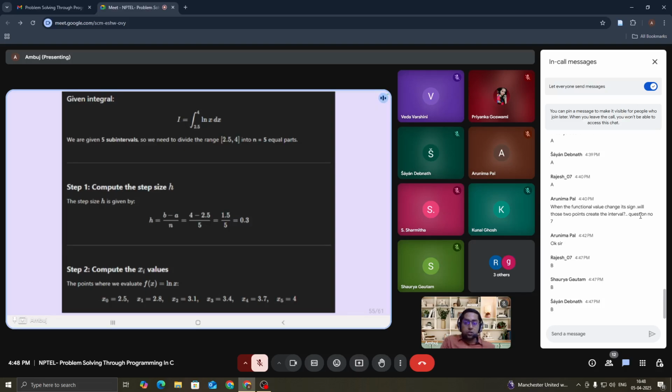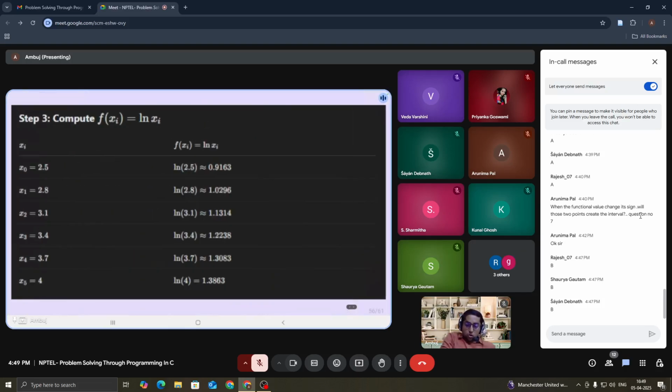Now try to calculate the value of ln x. x0 is 2.5. Then x1 will be 2.5 plus the step size. Step size is 0.3, so 0.3 added to 2.5 is 2.8. Similarly, you will get 3.1, then 3.4, then 3.7, then 4. Try to calculate the value of all the f of x first at these particular values. So ln 2.5 I have calculated, ln 2.8, ln 3.1, ln 3.4, ln 3.7 and ln 4. This is natural log 4, that is 1.3863.